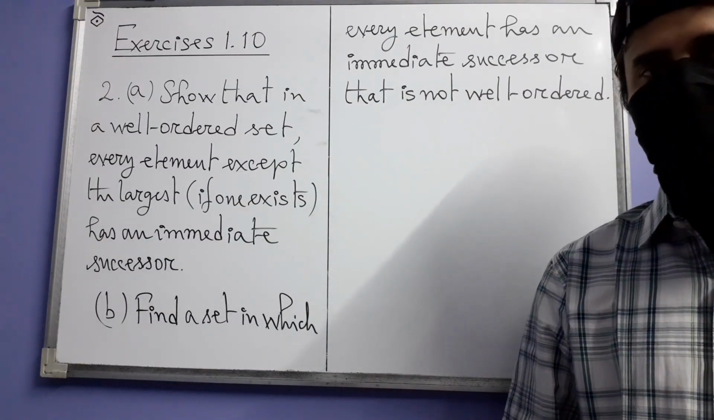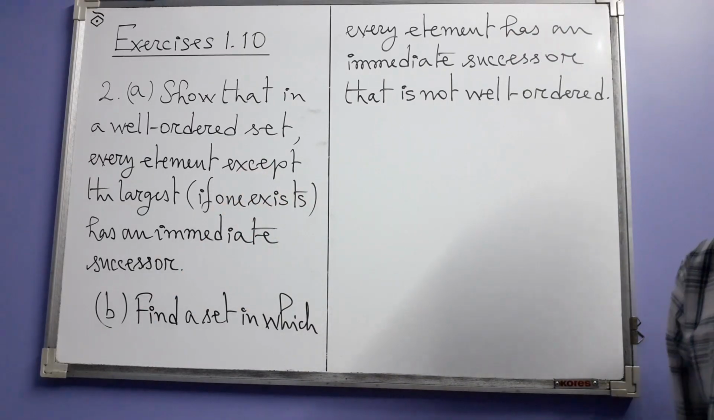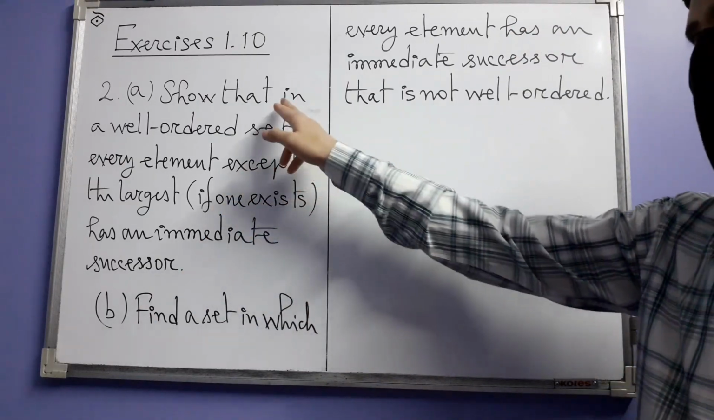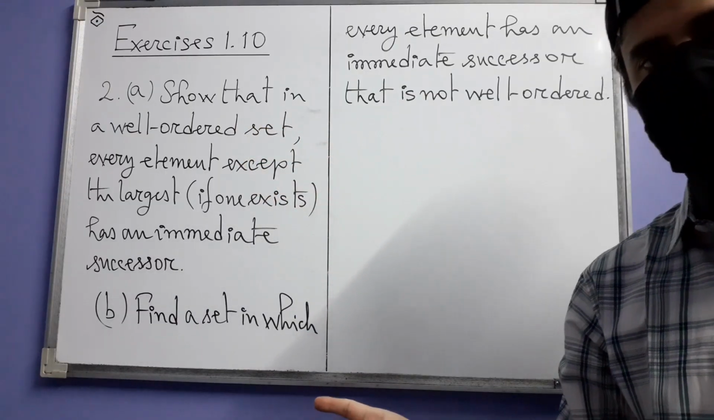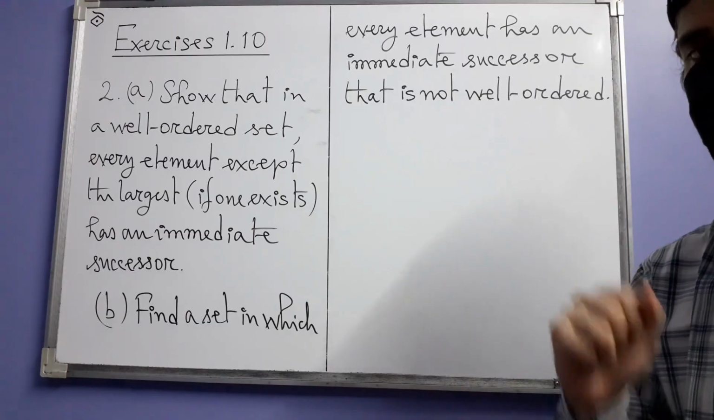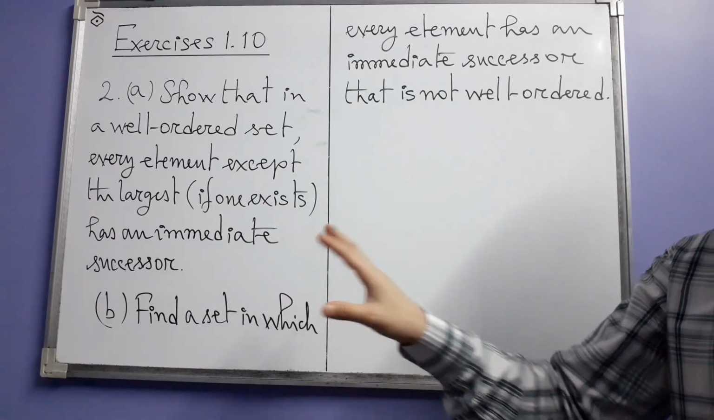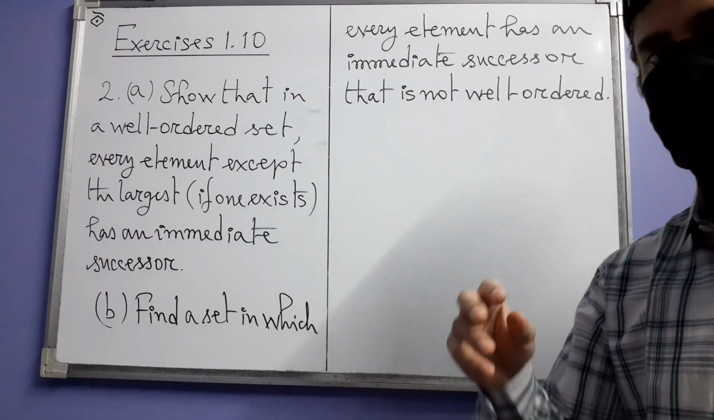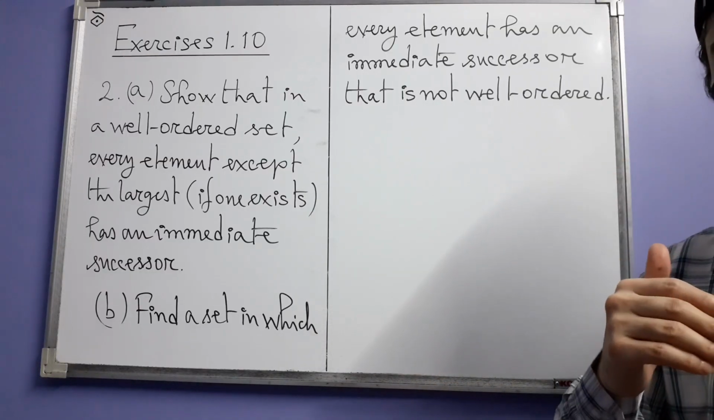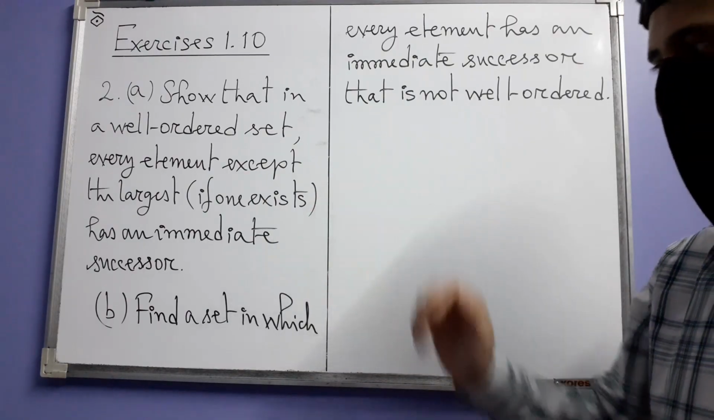Next we start exercises on well-ordered sets. Let's see this second one. In part A, we have to show that in any well-ordered set, every element except the largest element, if it exists, has an immediate successor. The well-ordered set may not have a largest element. Even if it does, except that element, the other elements all have immediate successors. So that is part A.